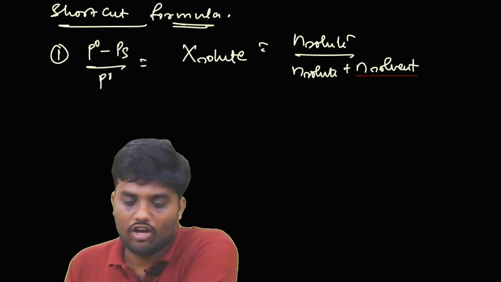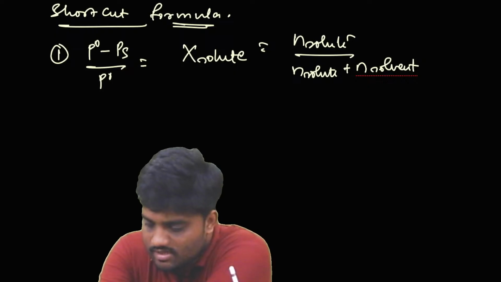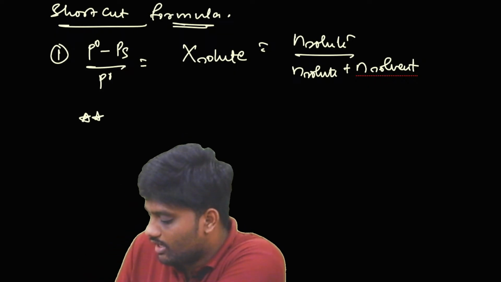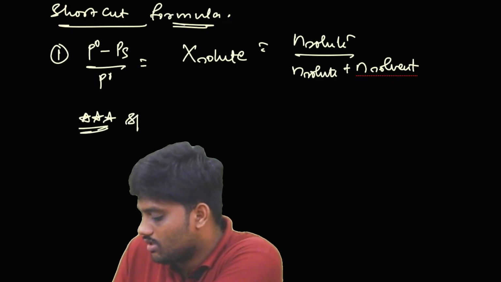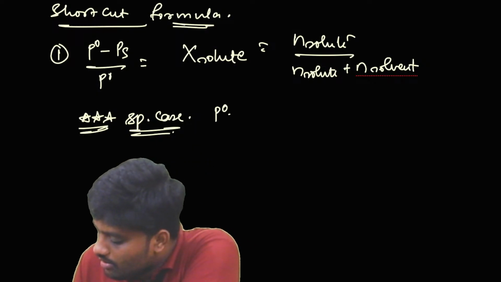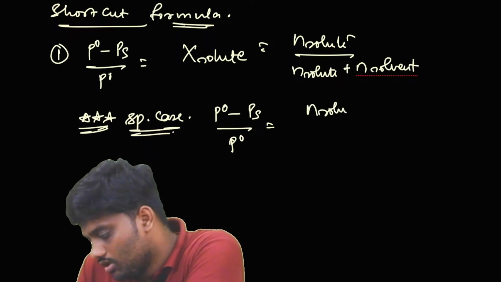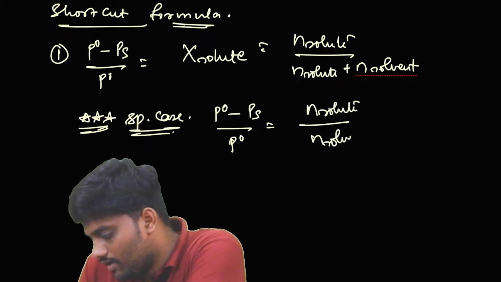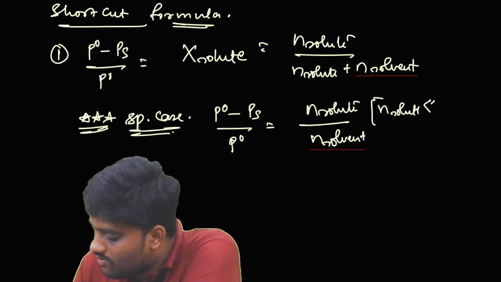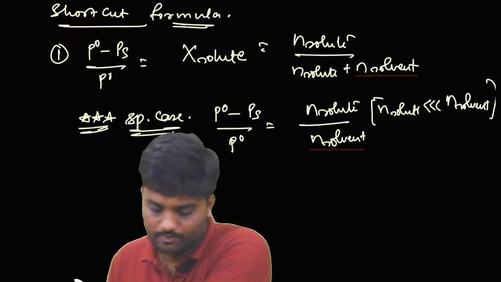Next, there is a conditional formula. The conditional formula applies when the moles of the solute are very much less than the moles of the solvent. Here is one bifurcated special case. P naught minus Ps upon P naught is equal to moles of solute upon moles of solvent. When does this happen? When moles of solute are very much less than moles of solvent, we will use this formula directly.